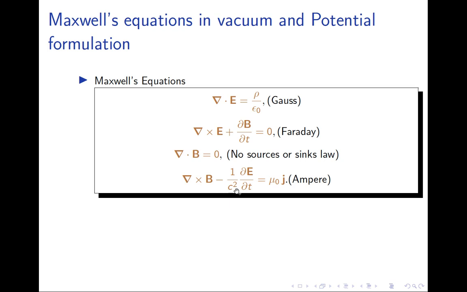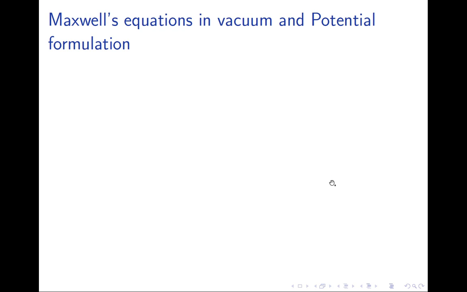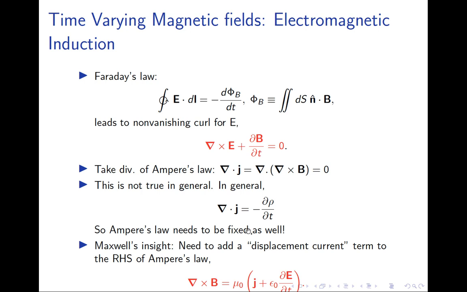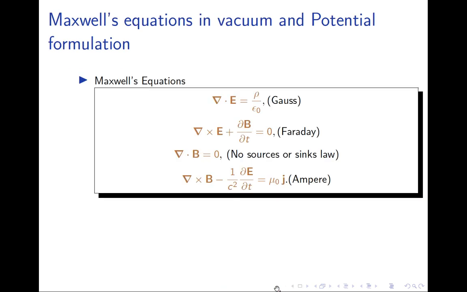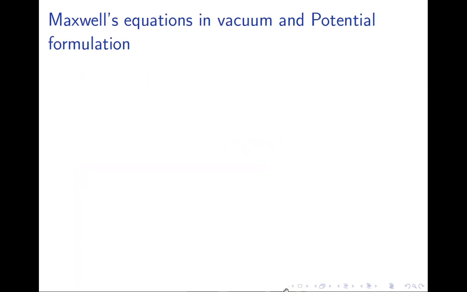And finally, you have Maxwell's version of Ampere's law. So this should be called Ampere-Maxwell and not just Ampere. Mu naught epsilon naught, this quantity I've written as 1 over c squared, as most of you know, so that's why you have 1 over c squared instead of mu naught epsilon naught.